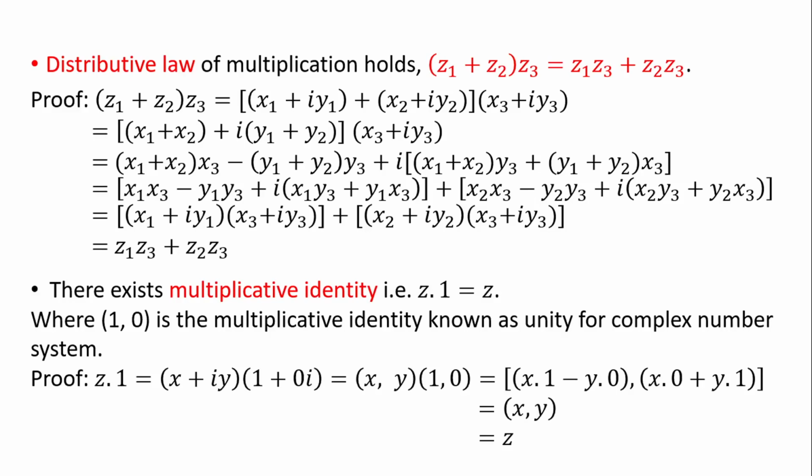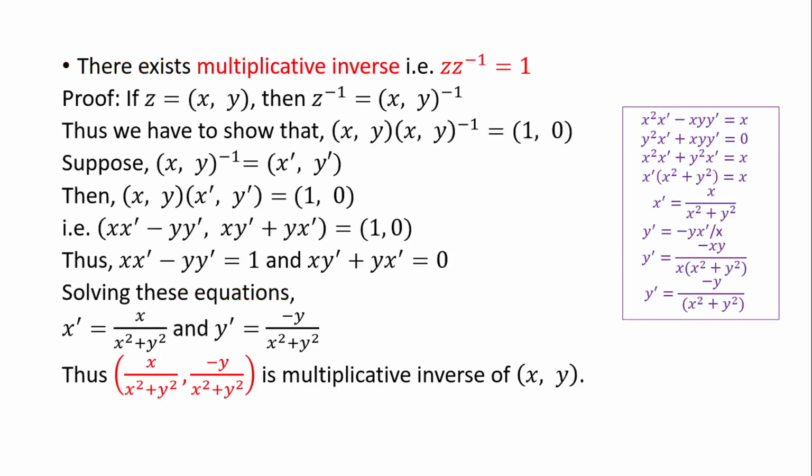Now here we will see the next important property, that for a complex number z there exists its multiplicative inverse, z inverse, such that z into z inverse is equal to 1, that is multiplicative identity. Let us prove this. For that purpose we consider a complex number z equal to ordered pair x comma y.